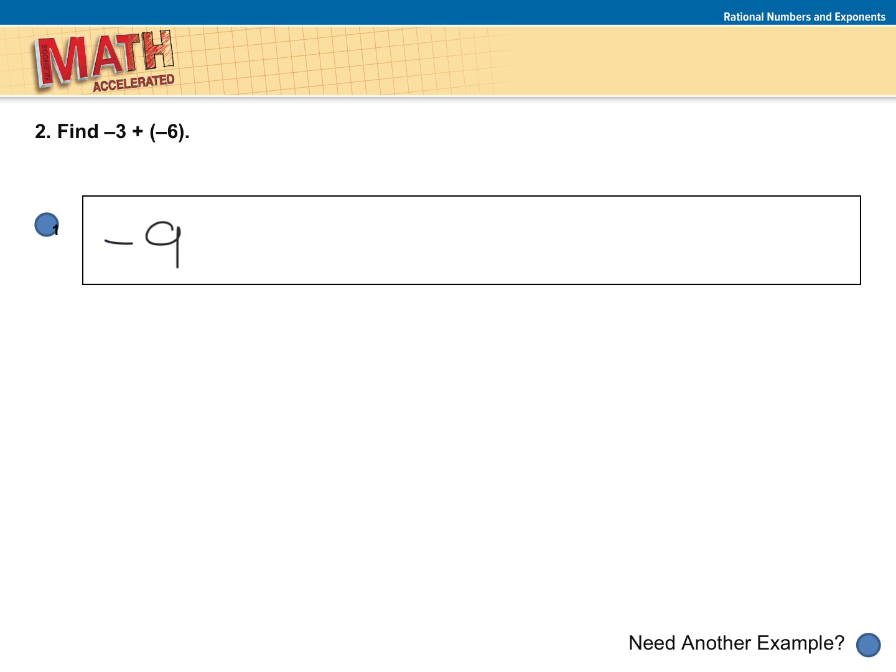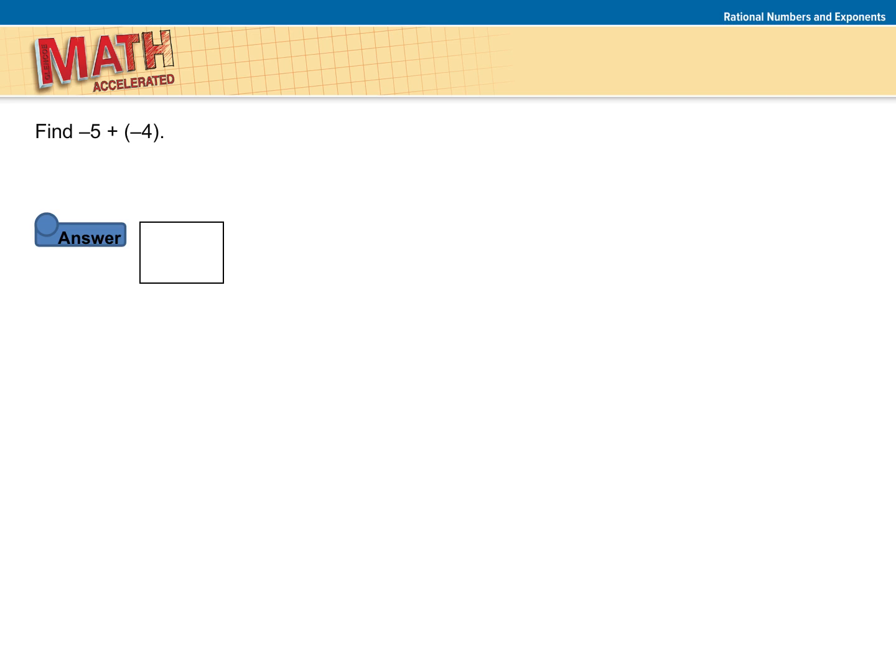Why is the answer negative and not positive? Because they're both negative numbers, right? So if you add negative numbers, you're going to get a negative answer. I know the answer. Negative 9. Isn't it?